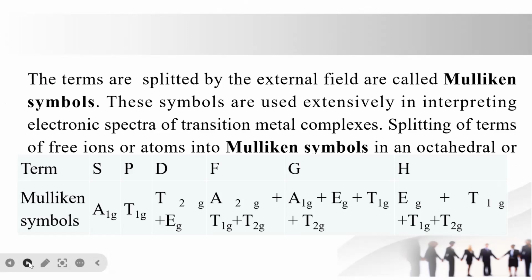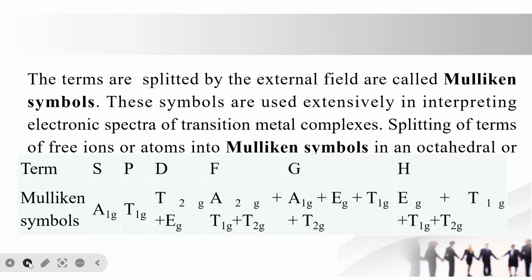In an octahedral field, the S and P are not split. D states are split into two states, F states are split into three states, and G states are split into four states. These states split by the external field are called Mulliken symbols. The symbols are used extensively in interpreting electronic spectra of transition metal complexes. The splitting of terms of free ions or atoms into Mulliken symbols in an octahedral or tetrahedral field.